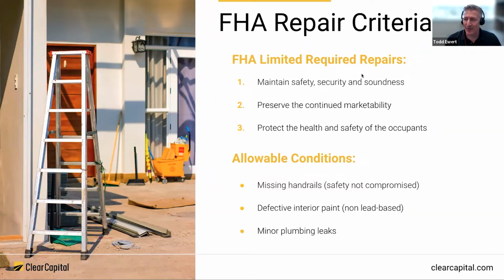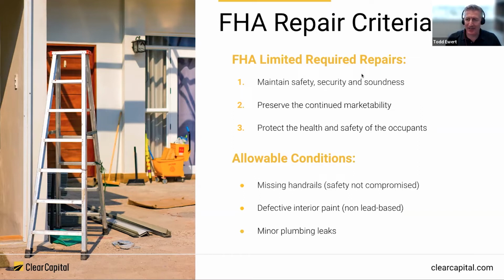And finally, protecting the health and safety of occupants. There's some overlap there with number 1, of course, but we can frame this as enabling the continued functionality of a safe home, meaning functioning heat, the ability to cook, restroom facilities, those things that are all necessary for functional daily life within the subject property. Now, there is a list in 4000.1 of allowable conditions.